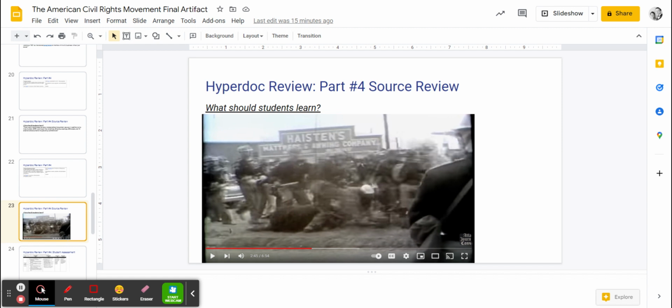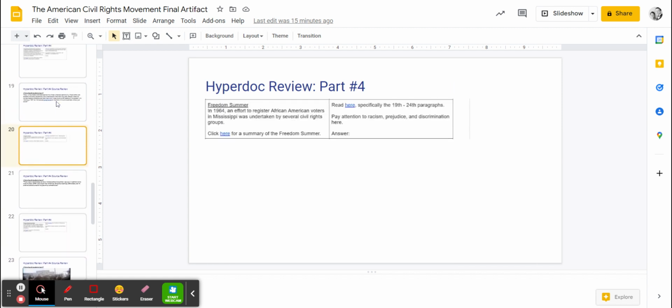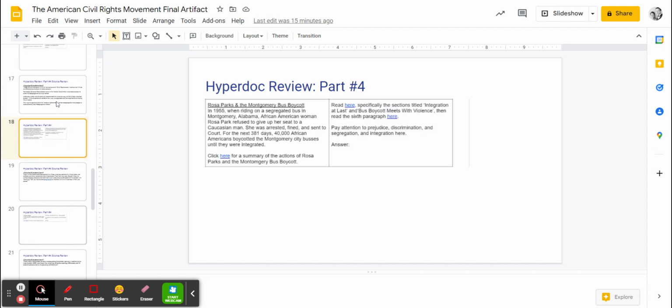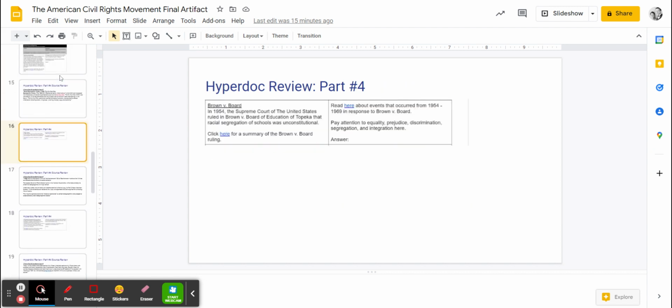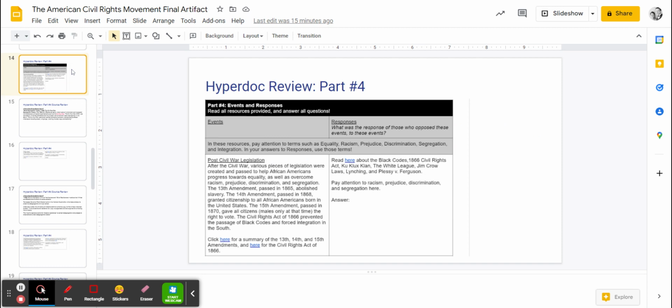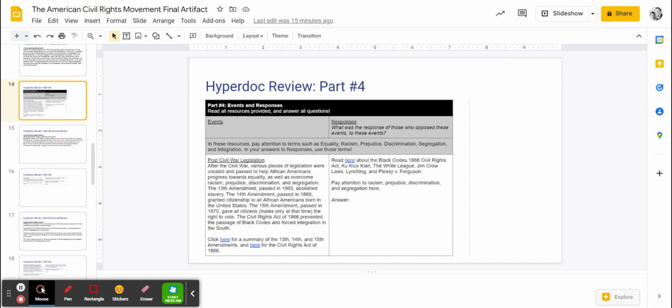So the idea behind these responses in part 4 is that students understand that things were not peachy keen. Things did not go smoothly. There was a ton of resistance to African Americans' attempts to achieve equality. And that's where you weave in Martin Luther King and Malcolm X.